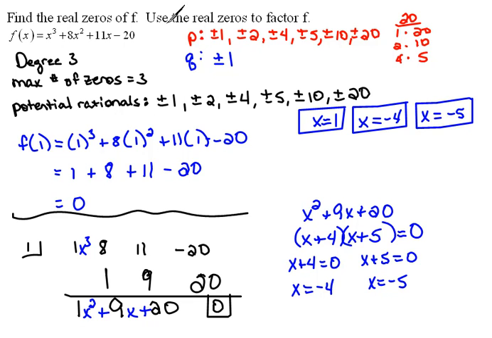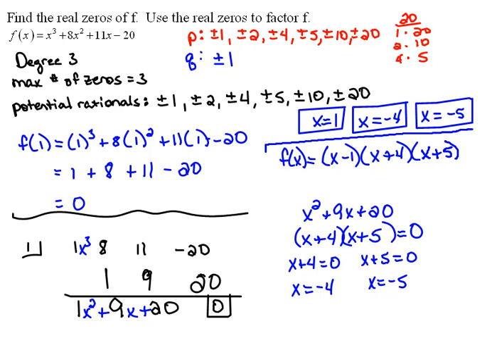Now it also says use the real zeros to factor f. So I'm going to write this in factored form. A 0 at 1 means we had a factor of x minus 1. A 0 of negative 4 means we had a factor of x plus 4. And a 0 at negative 5 means we had a factor of x plus 5. This is the factored form of this degree 3 polynomial.